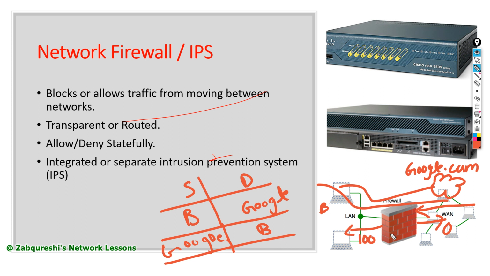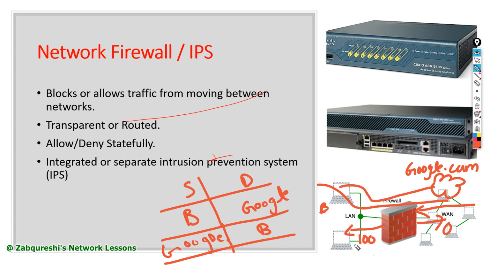Next was the second generation, where you could use the port numbers. So a particular application going to a particular server on a particular port, you can block it, you can deny it, right? You can permit it as well. So that's the second generation.